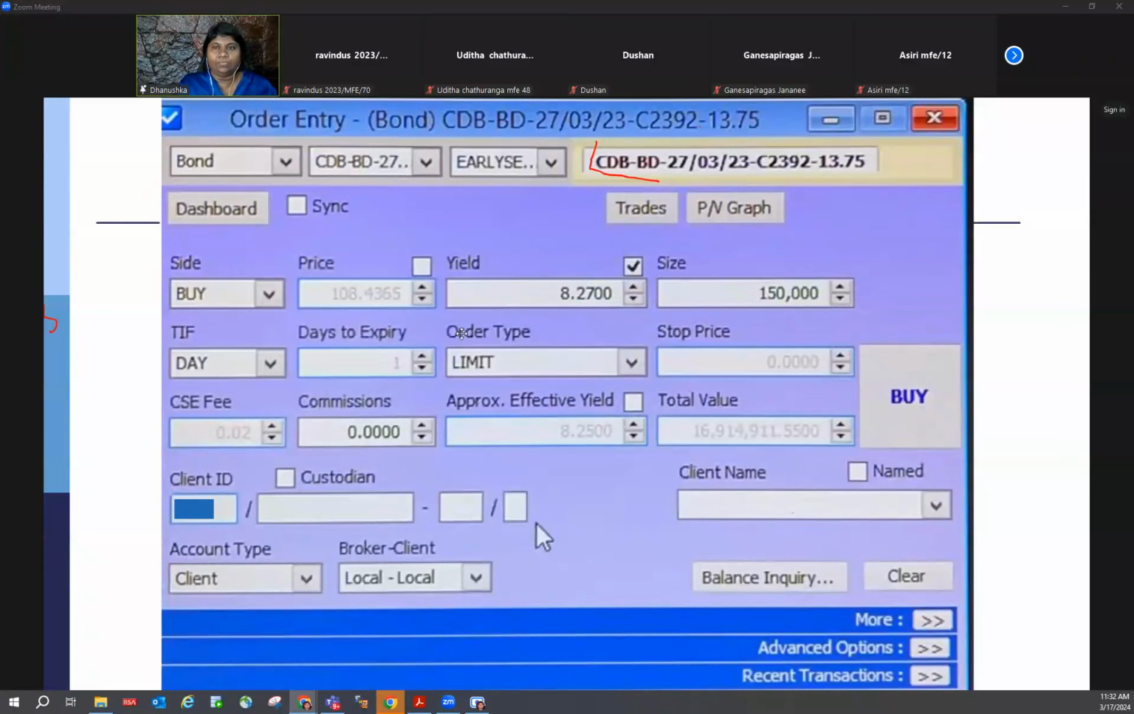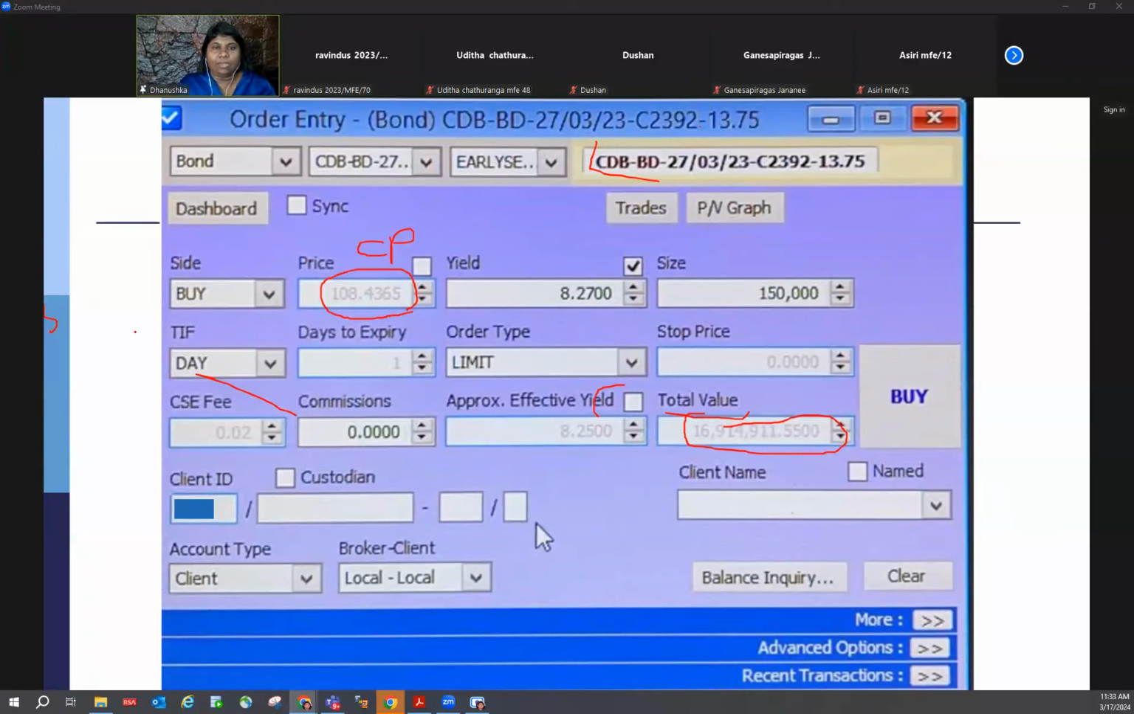Okay, here you see this CDP debenture. And this is the price that is quoted on the board, 108.43. This is actually the clean price. Now, you remember I said the total amount that you pay is 16,914. How do I get that? From this. How does this 16,914 come?